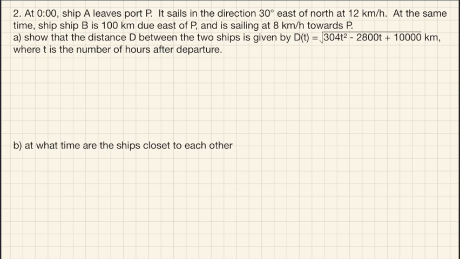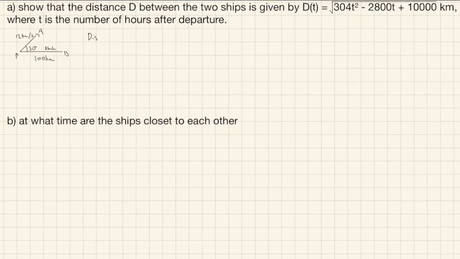Show that the distance d between the two ships is given by d(t) is equal to the square root of 304t squared minus 2,800t plus 10,000 kilometers, where t is the number of hours after departure. We know that the distance between A and P is 12t kilometers, meaning that the distance is 12 kilometers times the number of hours taken.